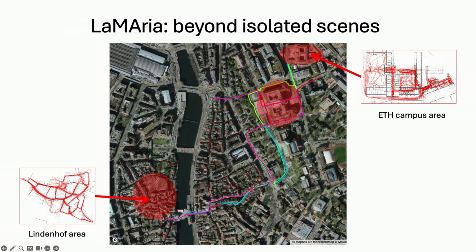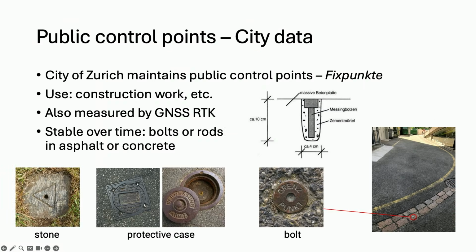And compared to the LaMAria dataset, which only covers 3 isolated buildings, we include trajectories walking from place A to place B, such that all these buildings are well connected. Here we show an example where we wear the Aria glasses and walk from the ETH campus to Lindenhof, which is a tourist site in Zurich. And all these recordings enable 40 to 50 minute long recordings and more than 2 kilometer long trajectories in the dataset.